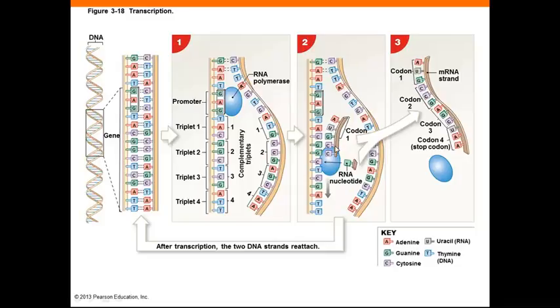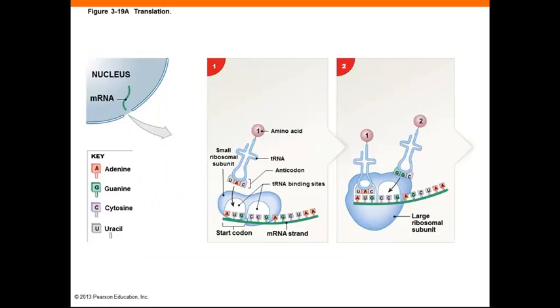And then step 3, once that RNA polymerase hits a stop codon, it will be released from the DNA, and the DNA will re-zip itself shut so that our mRNA can be released to be used to make proteins. So that's the 3 steps of transcription in a nutshell. And then we use that RNA for translation.